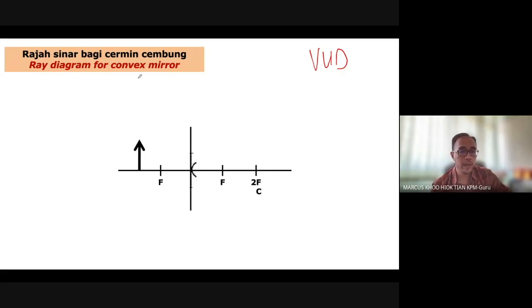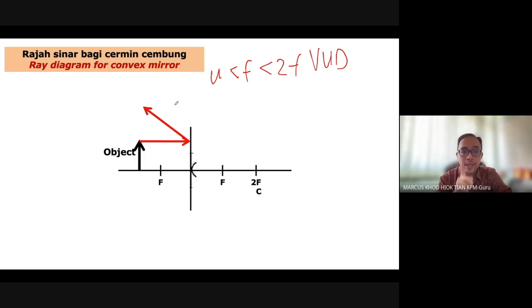This is the one where U is less than F is less than 2F. Take a look at this one, the second one. You can do the first drawing later because the outcome is going to be the same. Okay, first ray. The first ray is parallel, and then where does it reflect to? It reflects to the F, but remember, this is a diverging lens. So you need to put the focal point at the back of the mirror, just like the lens.